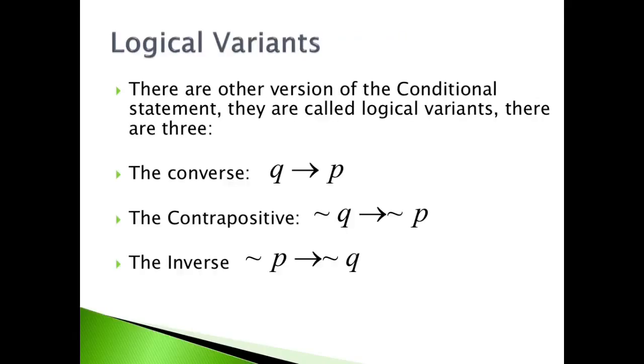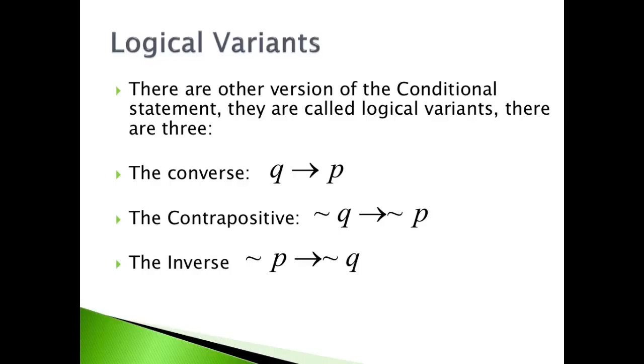So there are three different variants of the conditional statement, and they are the converse, which is Q arrow P, the contrapositive, which is the negation of Q arrow the negation of P, and finally the inverse, which is the negation of P arrow the negation of Q. Now it's important to note here that these three statements are not logically equivalent to the conditional. They're not the same as it. They don't have the same truth values. They're just ways that we can take the conditional statement and rearrange them, and they have specific names.